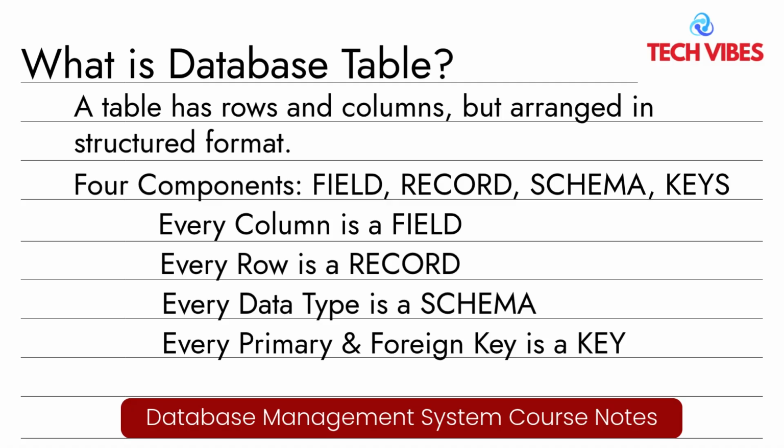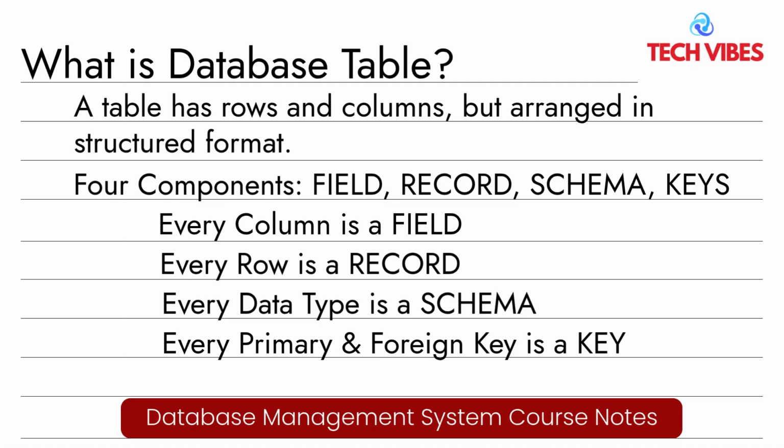In this video, I will discuss what is a table in a database server. In very simple words, a table has rows and columns, but arranged in structured format. Now, I will discuss format of a table with more details, with four important components: field, record, schema, and keys.